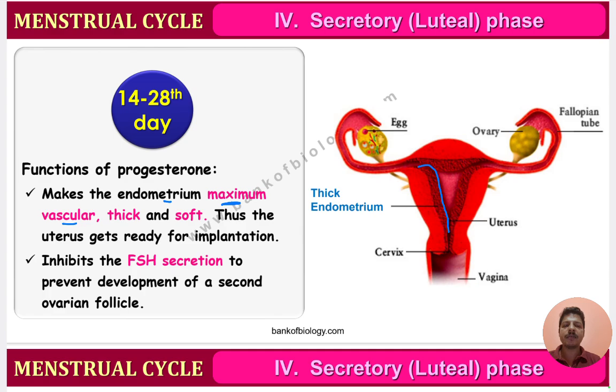This is the thickness of the endometrium, as you can see. Thick and soft. Thus the uterus gets ready for implantation. Implantation means that if the male sperm goes inside the female genital tract, it fuses with the egg, fertilization occurs, and the zygote implants in this thick endometrium. That is called implantation. Progesterone also inhibits FSH secretion to prevent development of a second ovarian follicle.